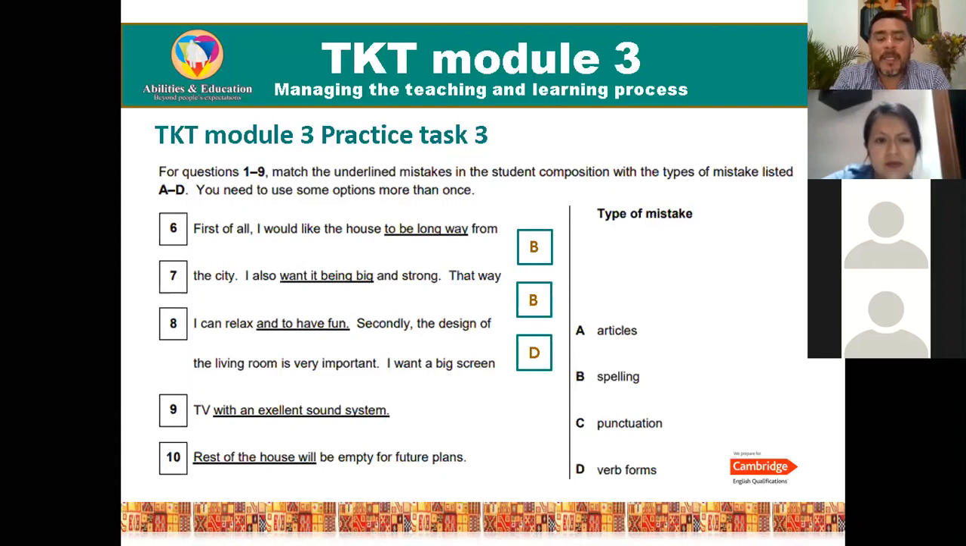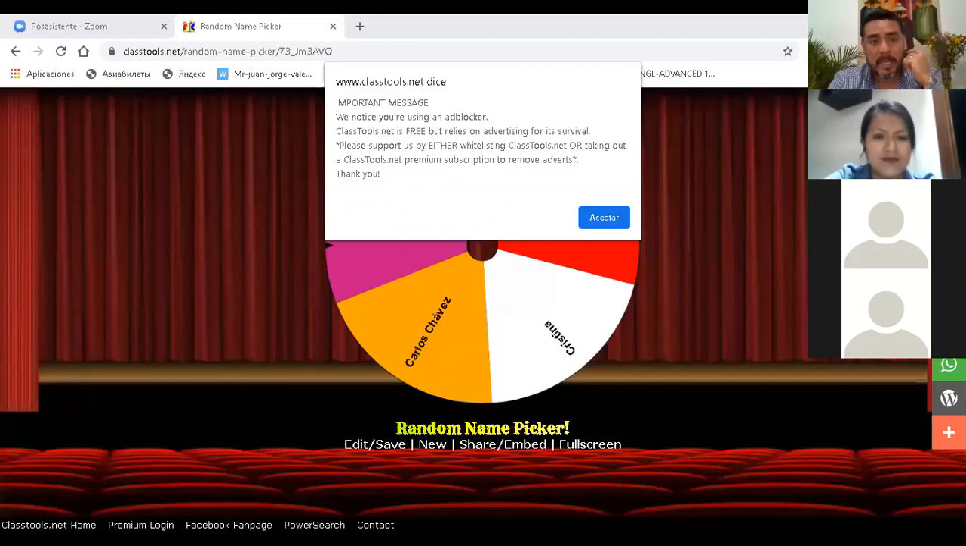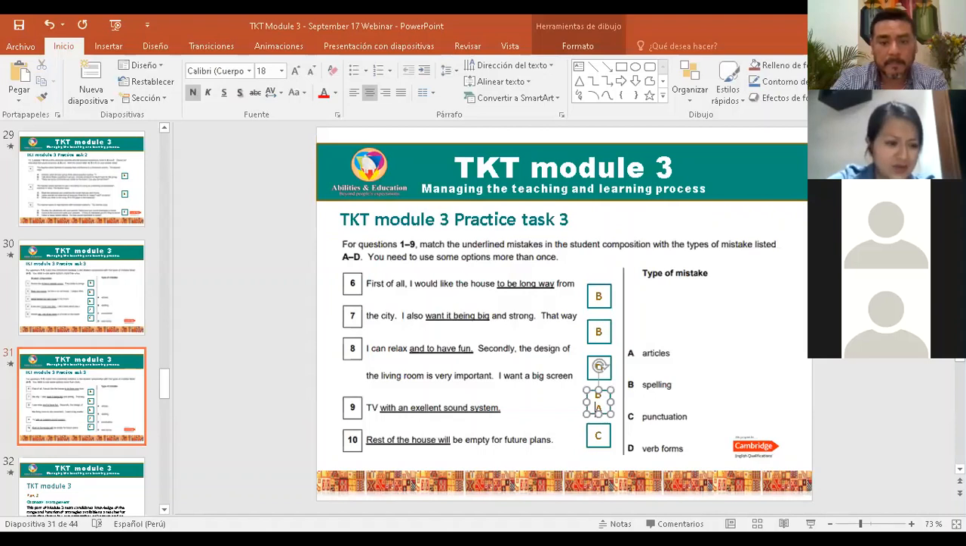And have fun. Secondly, that the design of the living room is very important. I want a big screen TV with an excellent sound system. That is spelling. B. Excellent is not well great. The spelling. Word excellent. Yes. All right. So the answer here is number 9. The answer is B, right? Let me correct this right now. Yes. It is a typing mistake. Okay, that's why I got confused. So it's B.